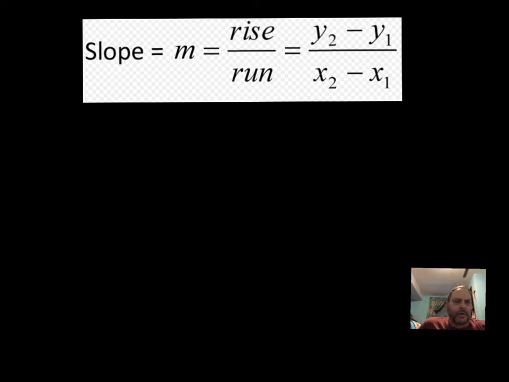This is the slope equation. We're going to be doing a lot of linear equations. And slope equals, what we're finding is m. M is the letter in our problems that represents slope. And our formula basically is the rise over the run.